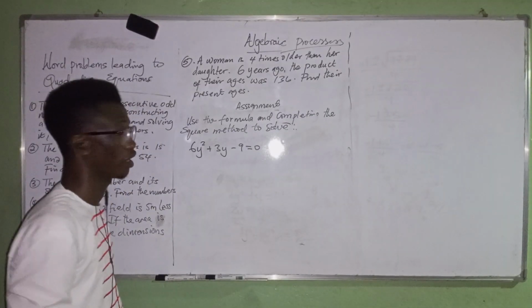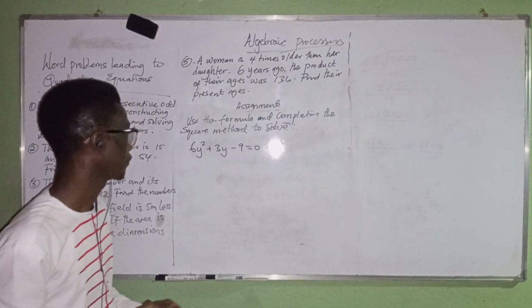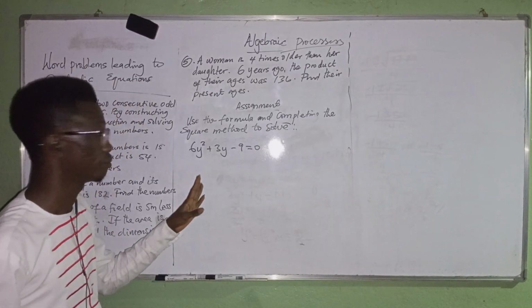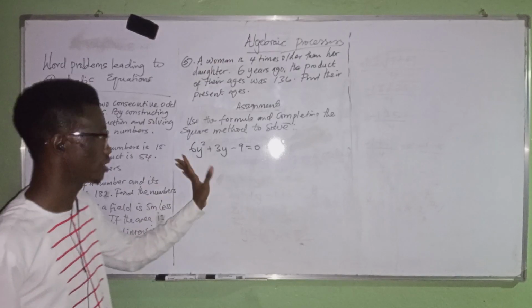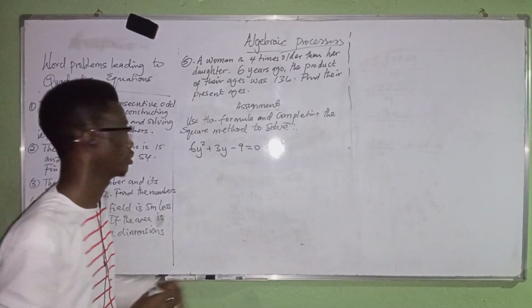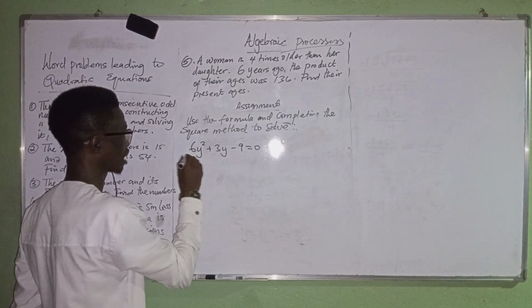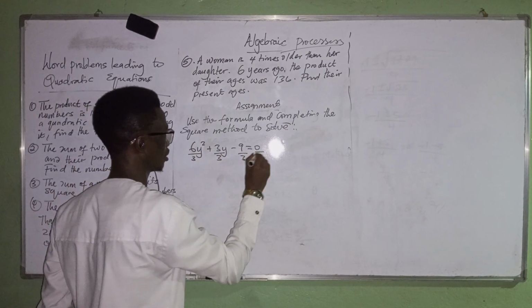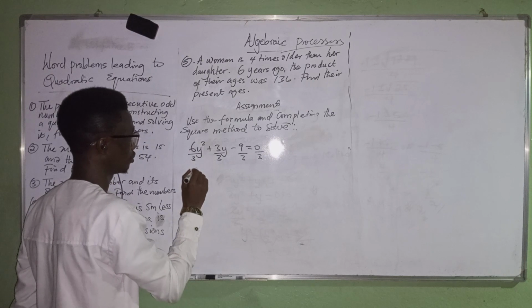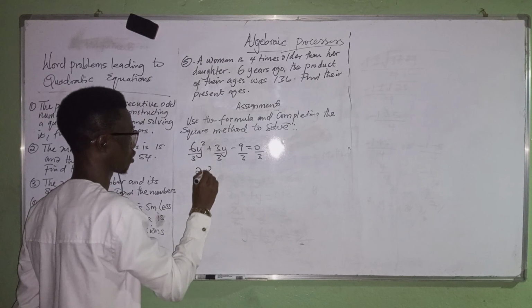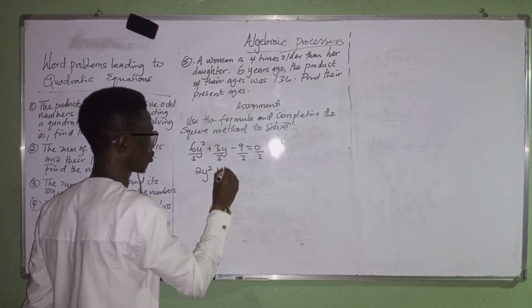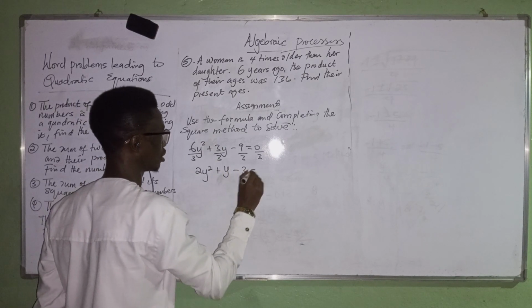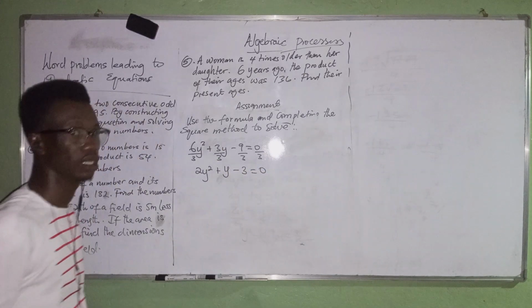If you have to use the complete square method, the first thing we have to do, the same thing, is simplify this equation. So we divide both sides by 3. This gives you 2y squared plus y minus 3 equals 0. Okay?